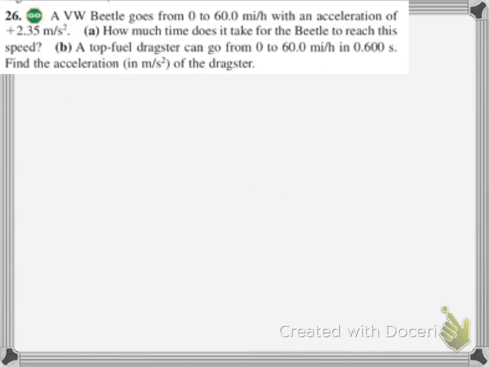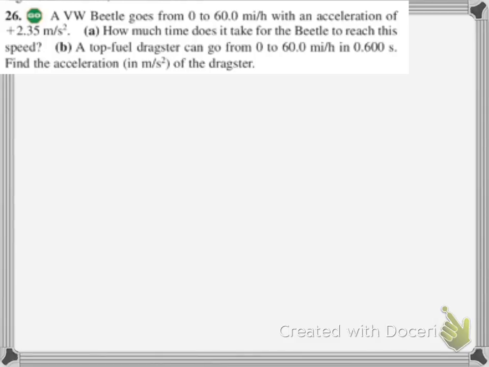Okay, question 26 says that a VW Beetle goes from 0 to 60 miles an hour with an acceleration of 2.35 meters per second squared. Part A asks, how much time does it take the Beetle to reach this speed? Part B says a top fuel dragster can go from 0 to 60 in 0.6 seconds. Find the acceleration in meters per second squared of the dragster.